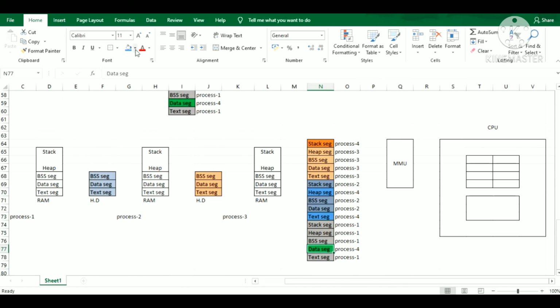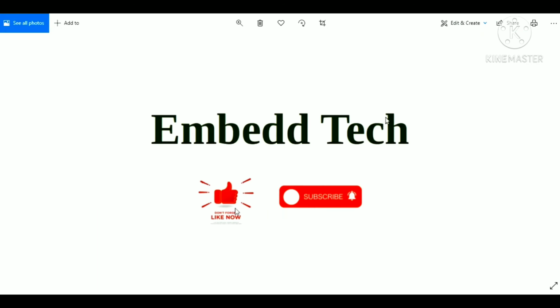Then it will get back its previous segment information into the physical frame of the RAM, and then it will get that information, the corresponding process segments.